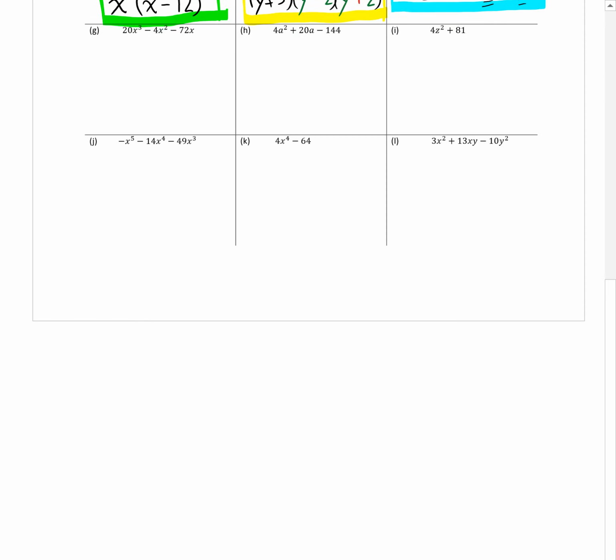If I notice that these 3 terms, 20x cubed, negative 4x squared, and negative 72x, not only have an x in common, I think 4 goes into all those numbers as well. So this time the greatest common factors are actually a lot more interesting than usual. Alright, then 4x times what is 20x to the third? That would be 5x squared.